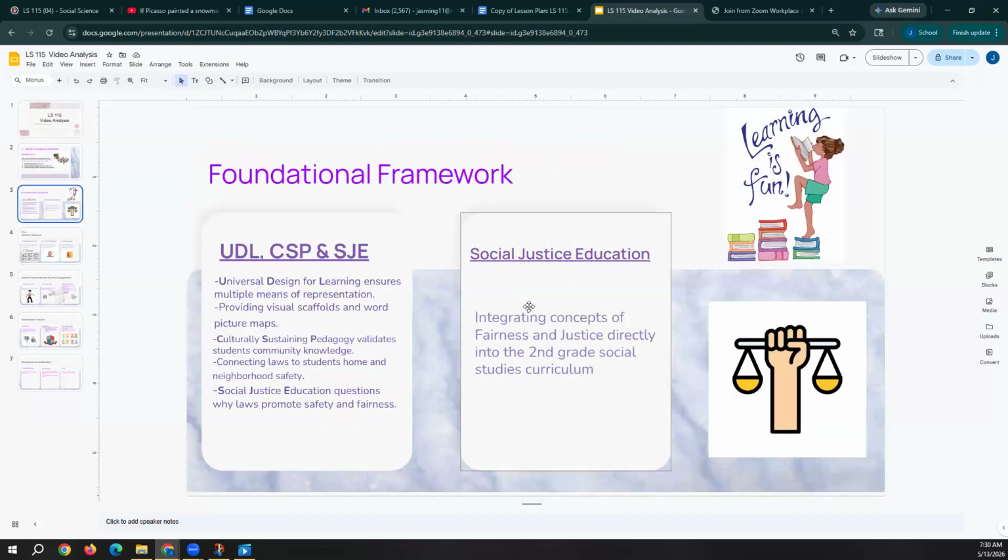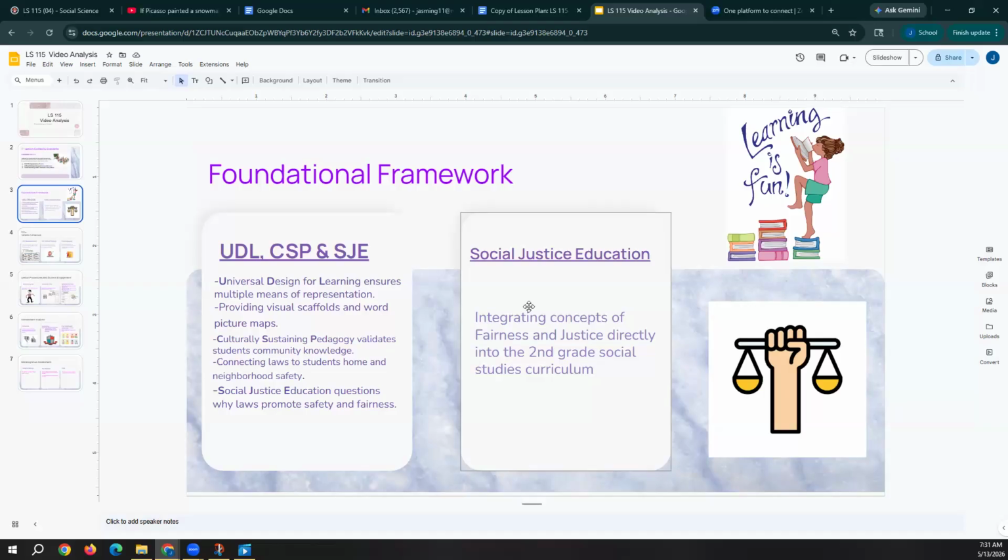So the foundational framework. We utilize the Universal Design for Learning, which is also known as the UDL, by providing visual representations and word picture maps for abstract terms. For example, we provided pictures for students that do better with looking at pictures.